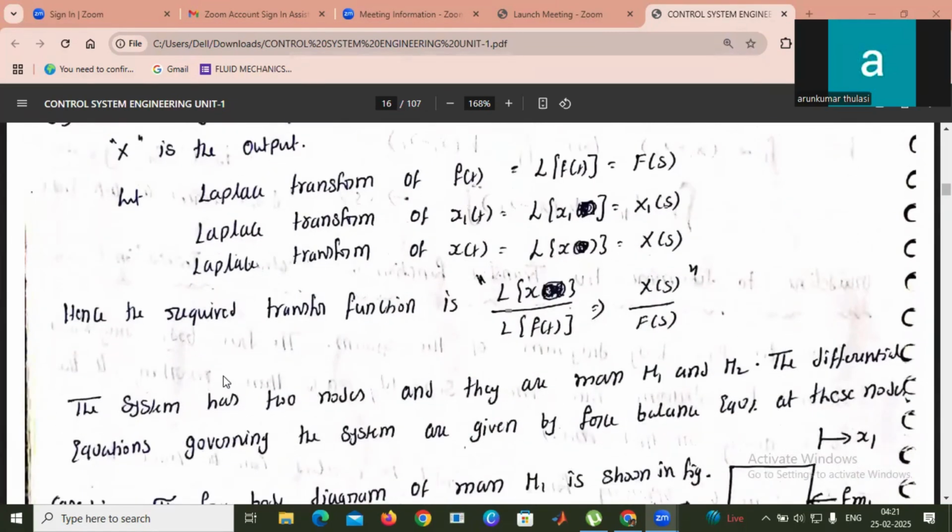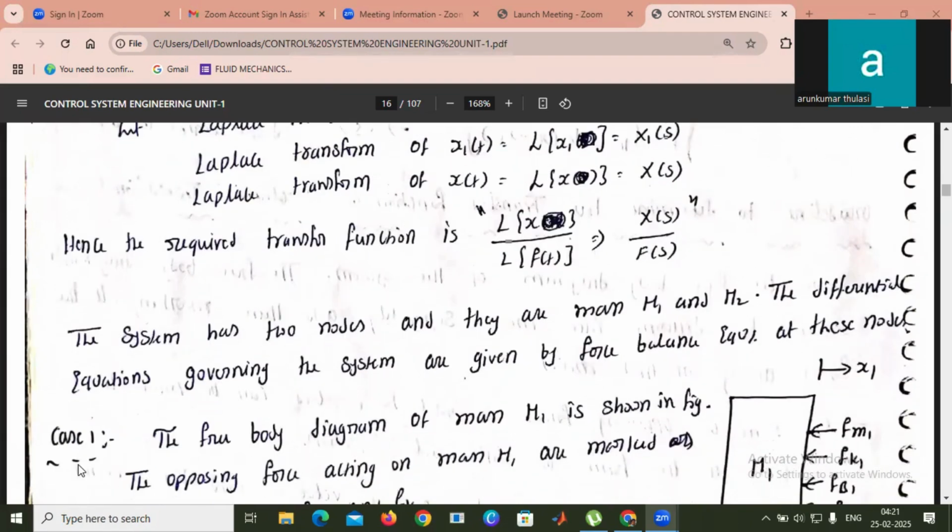So from the transfer function definition, we can get capital X(s) by F(s). Already we know the definition of transfer function: the ratio of Laplace transform of output divided by Laplace transform of input. Now, the system has two nodes, and they are masses M1 and M2. The differential equations governing the system are given by the force balance equation at these nodes. Here, the force balance equation we can write by Newton's second law, that is, sum of applied forces is equal to sum of opposing forces.